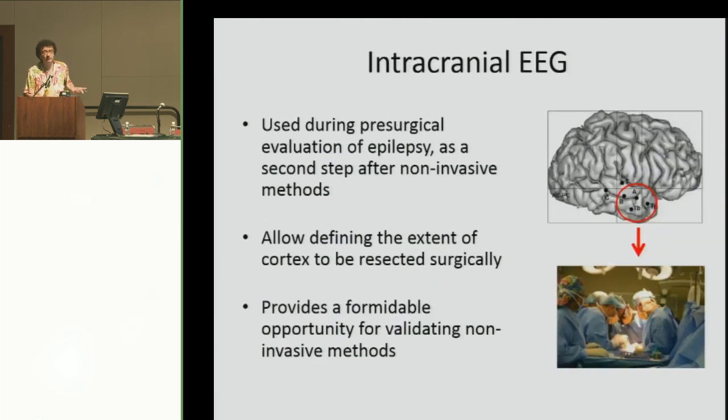A way out of this, or an interesting path to study these questions, is intracranial EEG, which is recorded inside the skull, either on the surface of the brain or directly within the brain. This EEG is used during the presurgical evaluation of epilepsy as a second step after the non-invasive methods. First we start with EEG and MEG and imaging, all kinds of non-invasive tools. Then in the second step, the neurologists decide where to put electrodes to study particular parts of the brain, to know what is the extent of brain tissues which need to be resected to render the patient seizure-free.